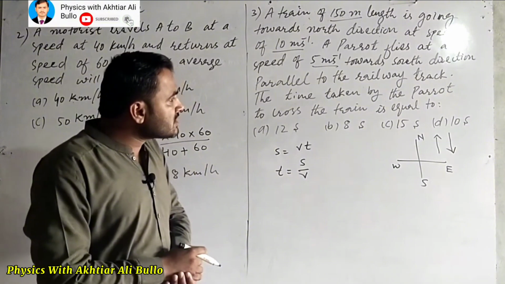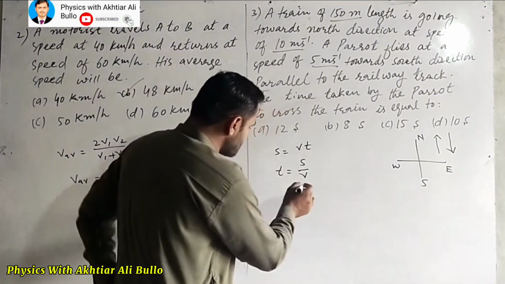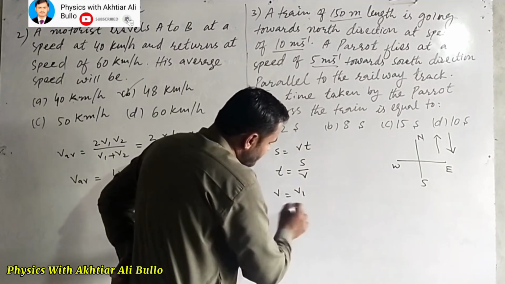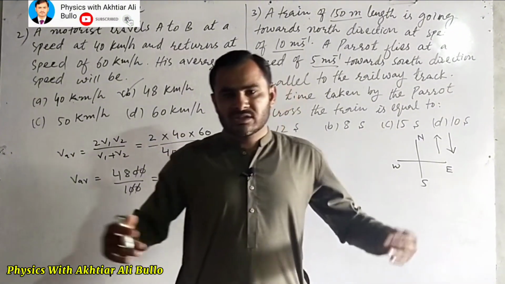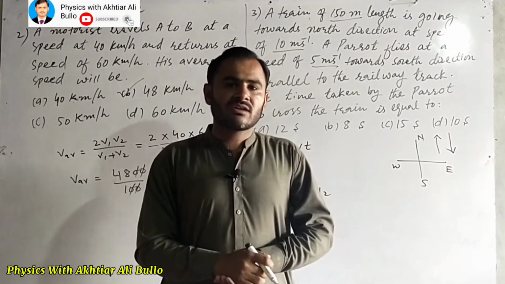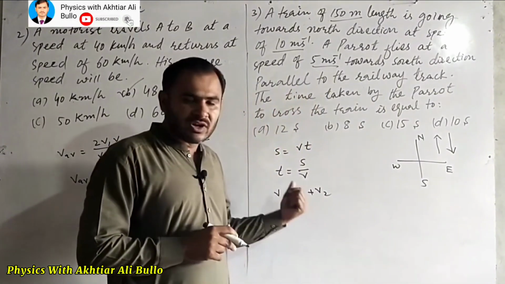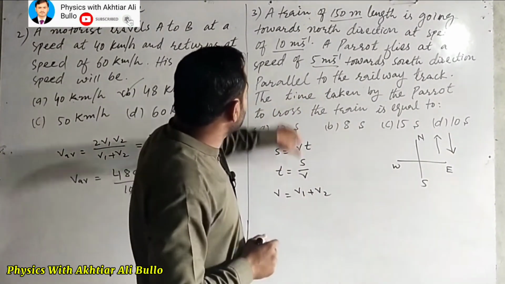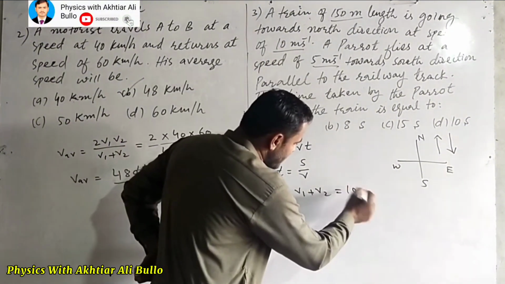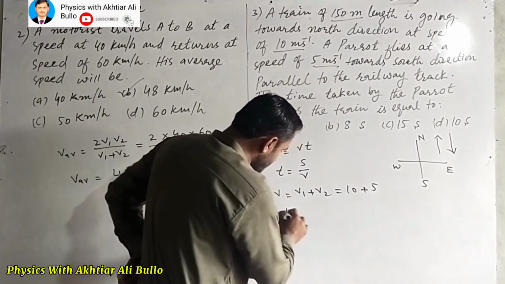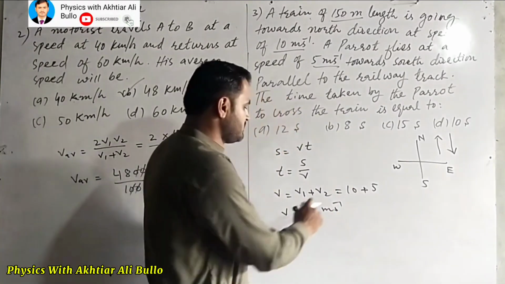So in this condition, we will calculate relative velocity by using the formula V is equal to V1 plus V2. When two bodies are moving in opposite directions, then we will calculate the relative velocity by adding their velocities. So V1 is 10 meter per second and V2 is 5 meter per second. So 10 plus 5, V will be obtained as 15 meter per second.